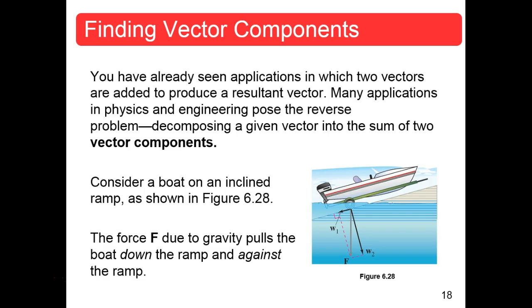Consider a boat on an inclined ramp. Seen something like this before, this figure. The force F due to gravity, that's this force, always points toward the center of the earth. Straight down, perpendicular down from the horizon. Okay? Now, there are two components of that force. One component is pulling the boat and trailer down the ramp, and the other is what we call normal to the ramp, or perpendicular to the ramp.